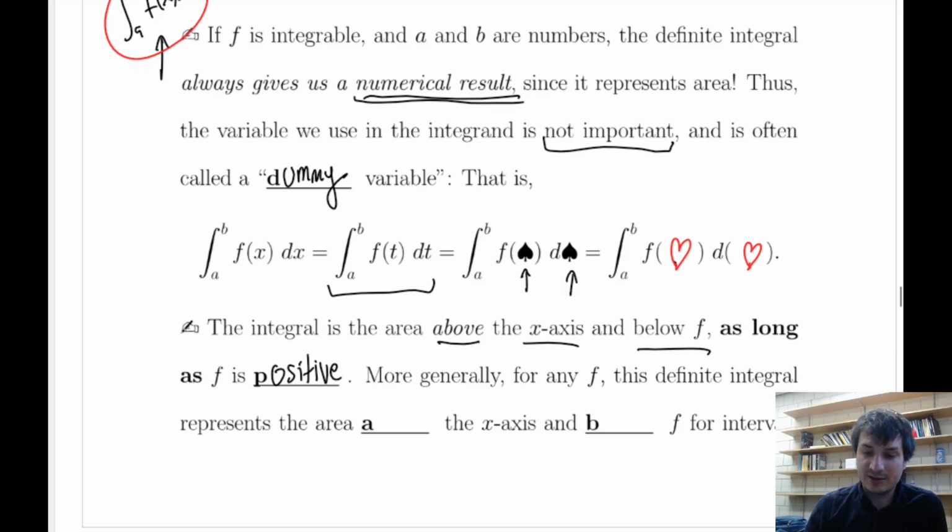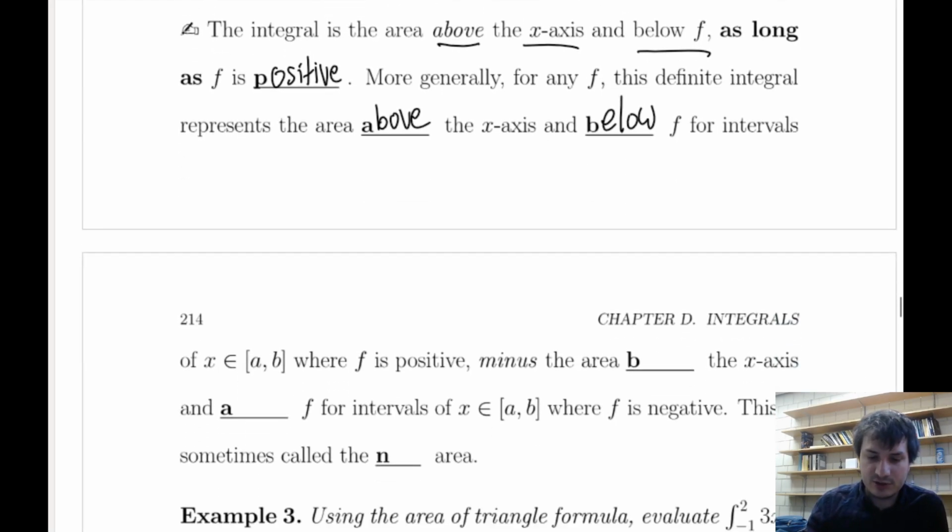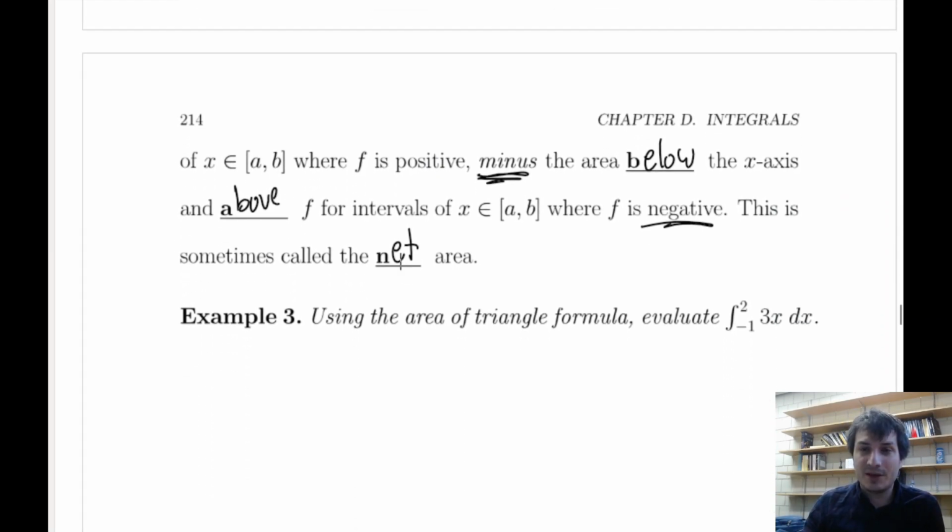So more generally, for any f, this definite integral represents the area above the x-axis and below f for intervals where f is positive, minus the area below the x-axis and above f when f is negative. This is sometimes called the net area. I think the easiest way to understand this net area thing is to do an example.